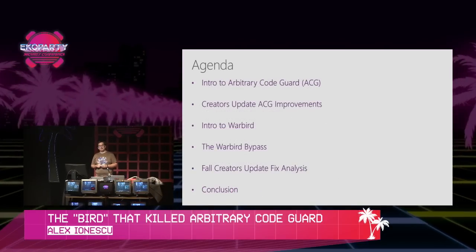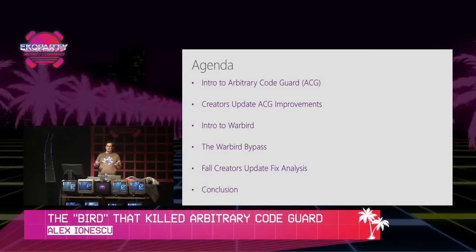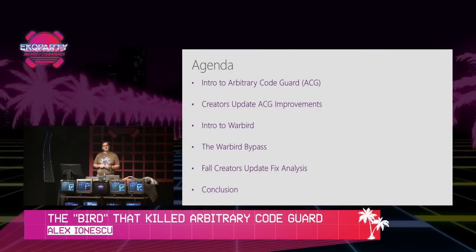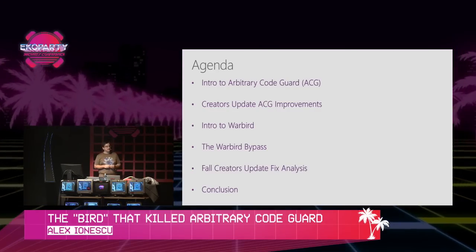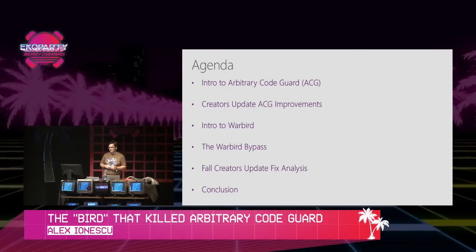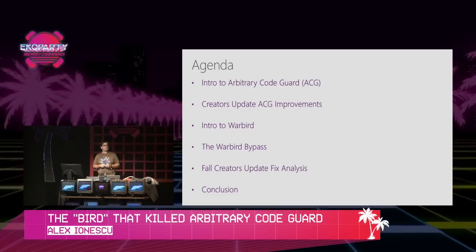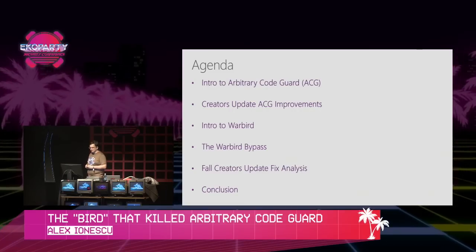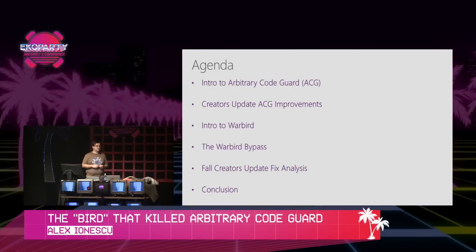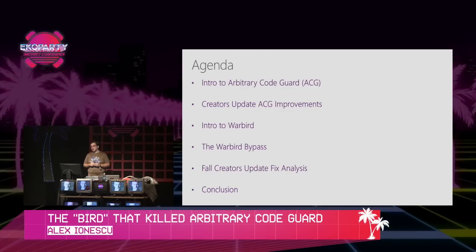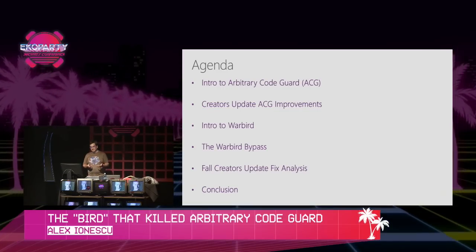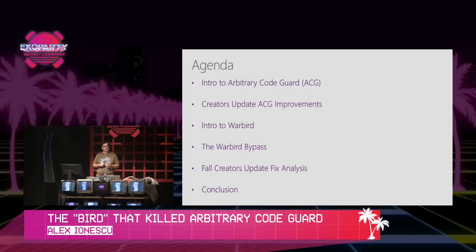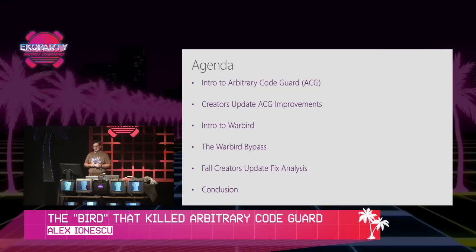So today I'm here to talk to you about Arbitrary Code Guard. It's a new mitigation that was added in Windows 10 by Microsoft, which is increasingly being used in new versions of Windows 10, and I'll talk a little bit about what it does. I'll follow up with some improvements that were done in Creators Update, and specifically how those improvements relate to a component called Warbird. That's the bird that killed Arbitrary Code Guard. So we'll talk about a bypass of the ACG mitigation using the Warbird technology. A bypass which still works as of today in the currently released version of Windows, regardless of your patch level, which will only be fixed in the Fall Creators Update, which is going to be coming out in about a few weeks. So we'll talk about why this wasn't fixed and why it's taking so long.